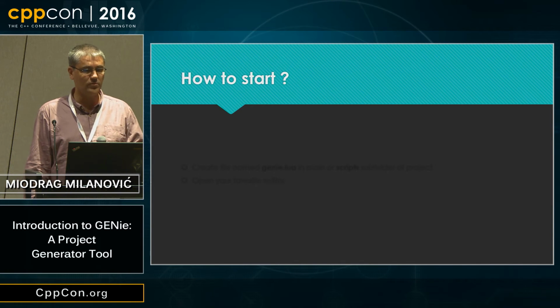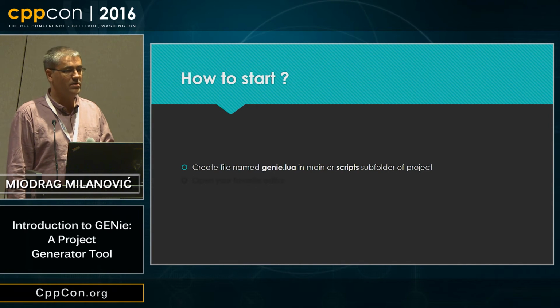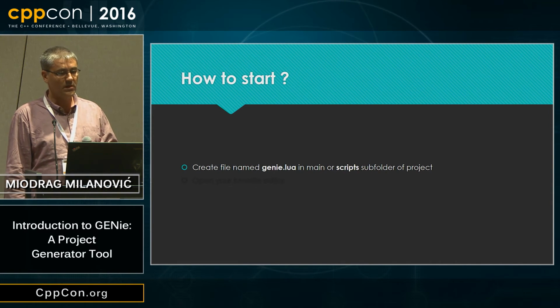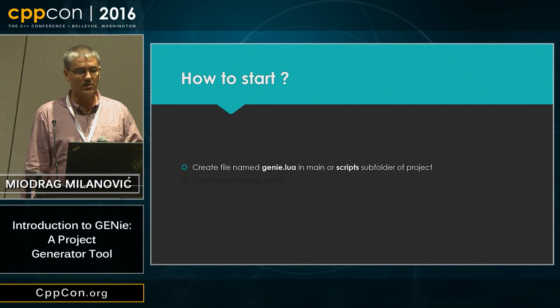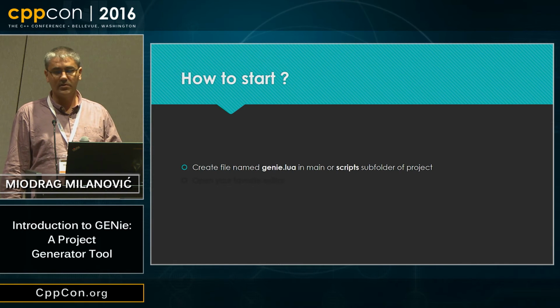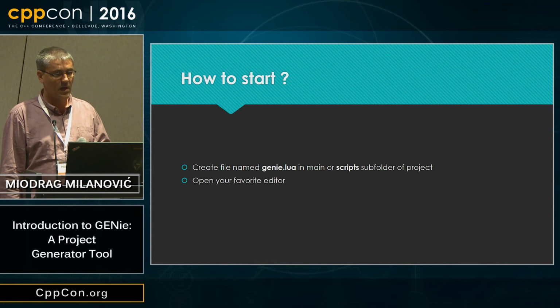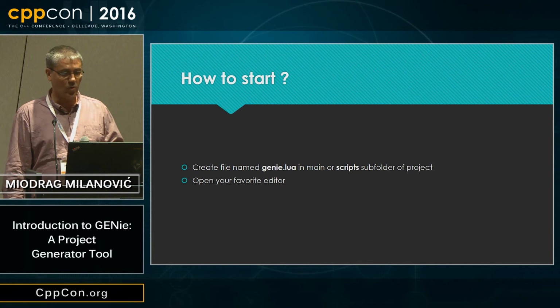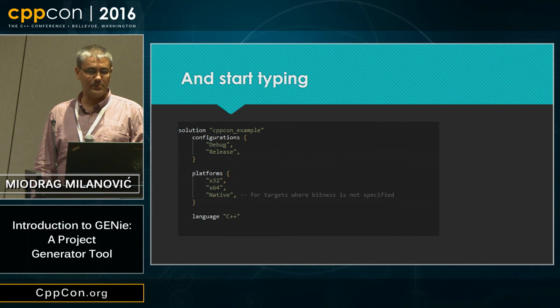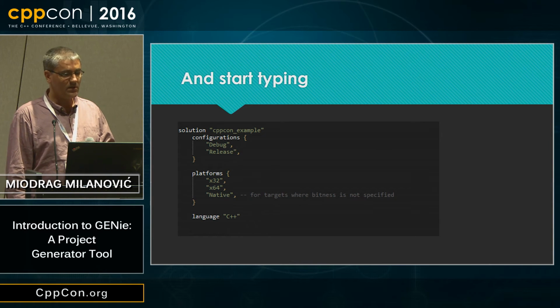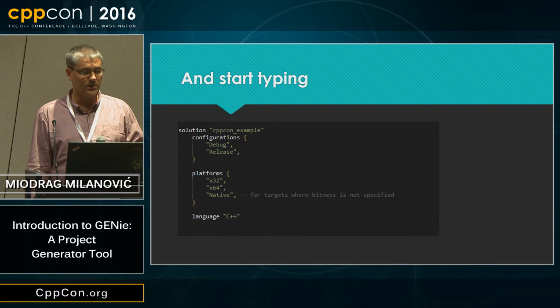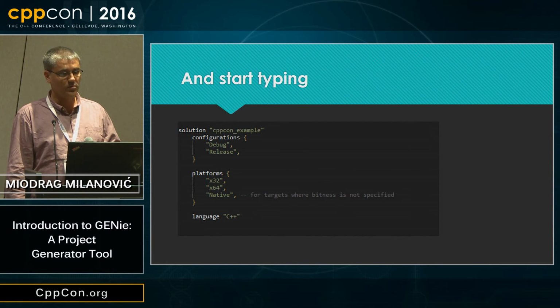And how do we start? Initially, it checks for the existence of a file called genie.lua in the scripts folder or in the same folder where you run the project. You then just open your favorite editor and type this. This would be the initial code that you will use in most projects.